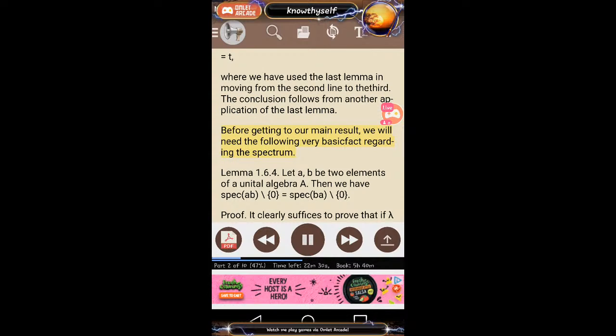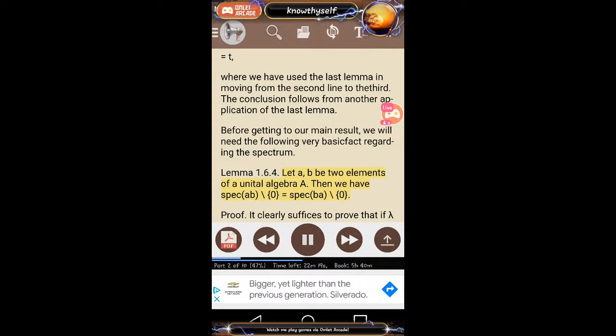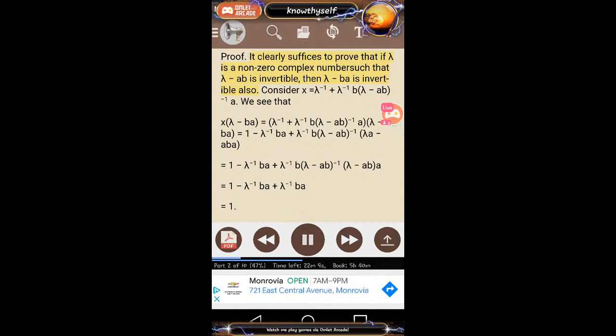Before getting to our main result, we will need the following very basic fact regarding the spectrum. Lemma 1.6.4. Let A, B be two elements of a unital algebra A, then we have spec(AB) ∖ {0} equals spec(BA) ∖ {0}. Proof. It clearly suffices to prove that if lambda is a non-zero complex number such that lambda minus AB is invertible, then lambda minus BA is invertible also. Consider x equals lambda^-1 plus lambda^-1 B (lambda minus AB)^-1 A.